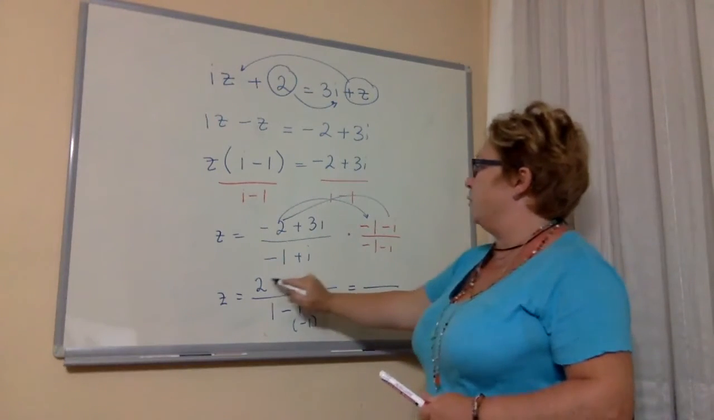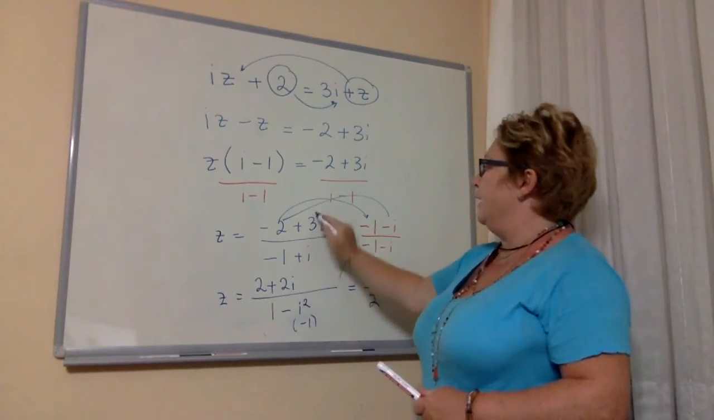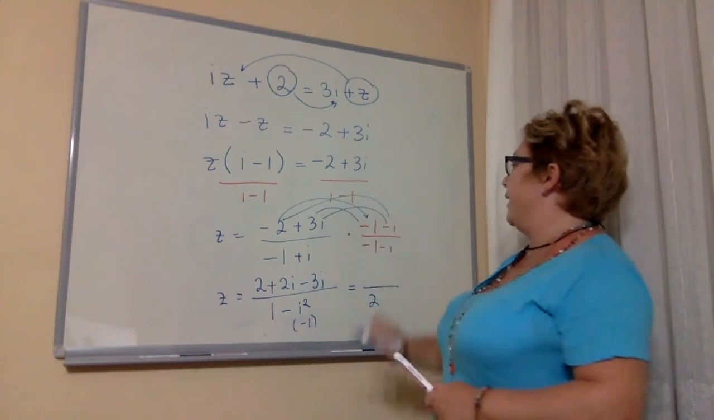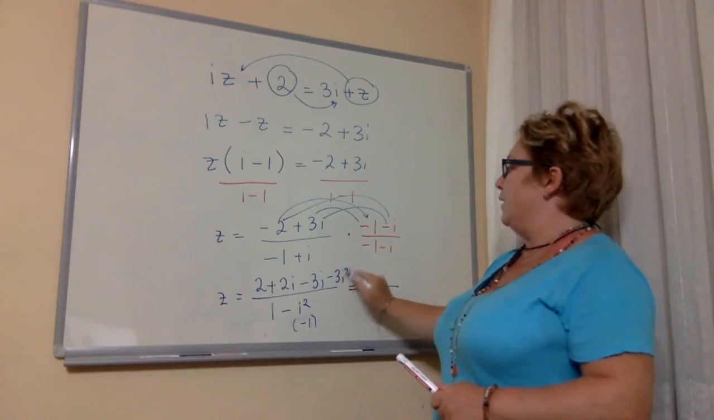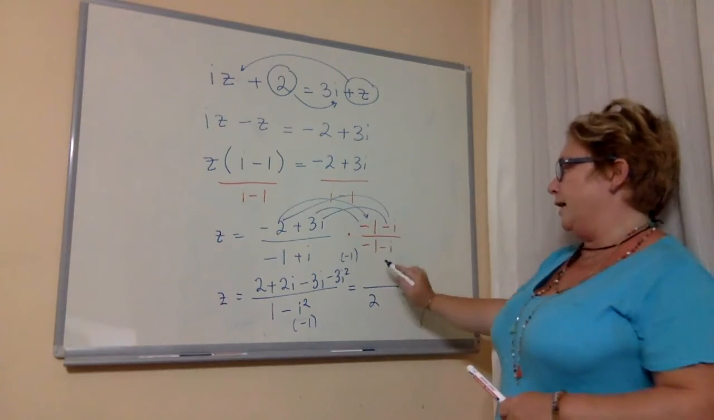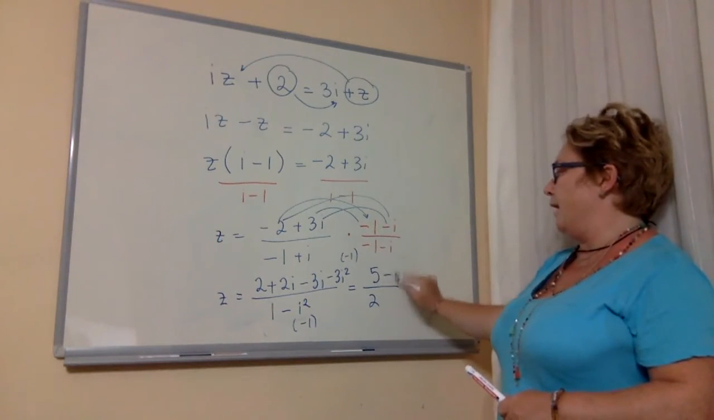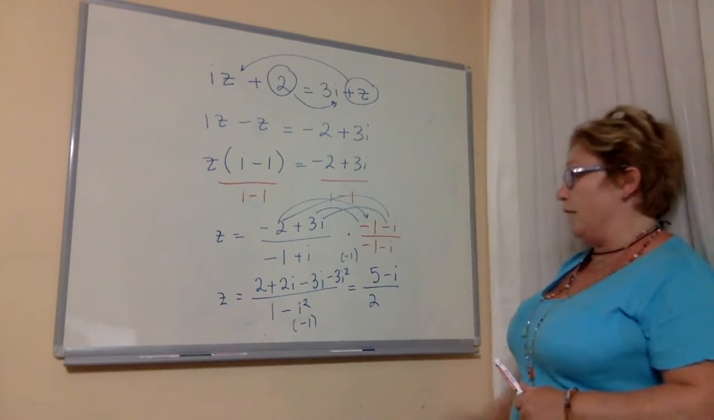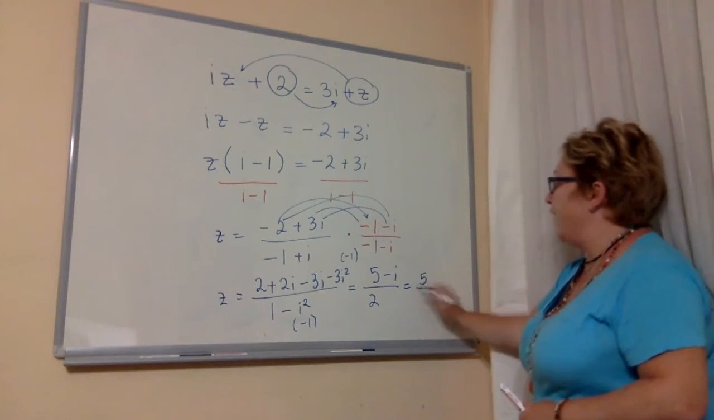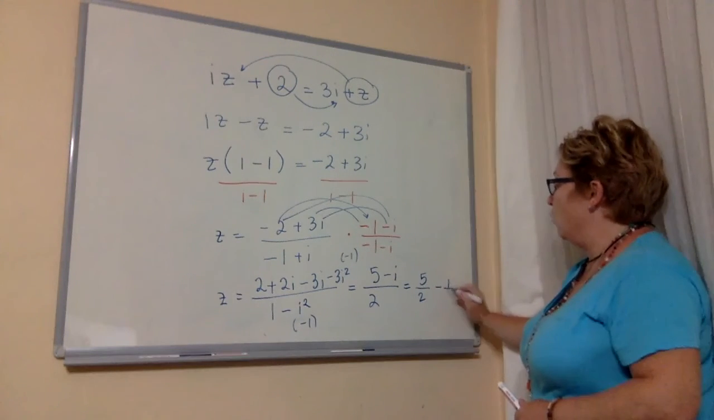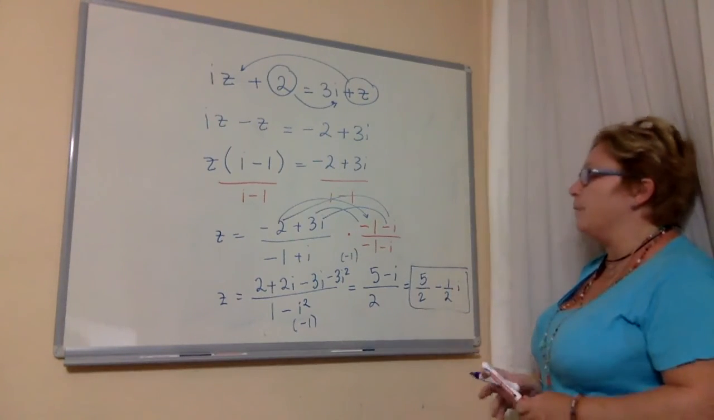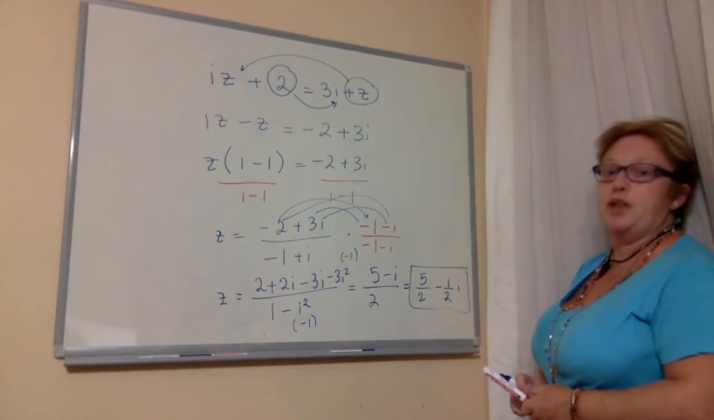Negative 2 times negative i, which is plus 2i. 3i times negative 1, which is minus 3i. And then 3i times negative i, which is negative 3i squared. When I plug in negative 1 for i squared, I think I'm going to have 5 minus i in my numerator. So my z value is going to be 5 halves minus 1/2 i. So that number is going to be the solution of my equation.